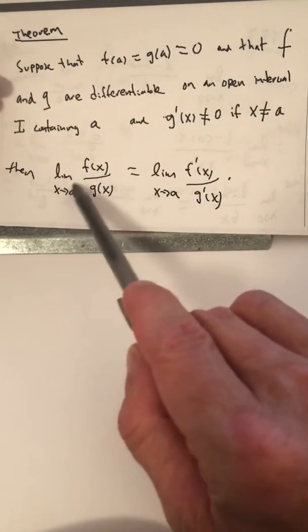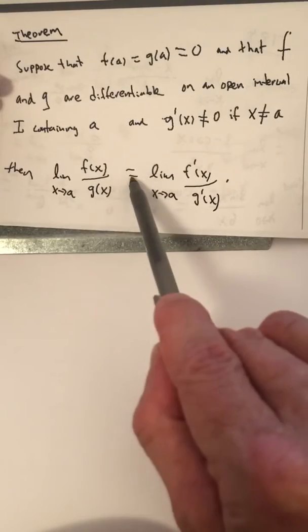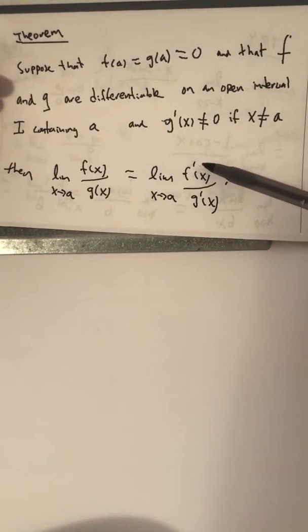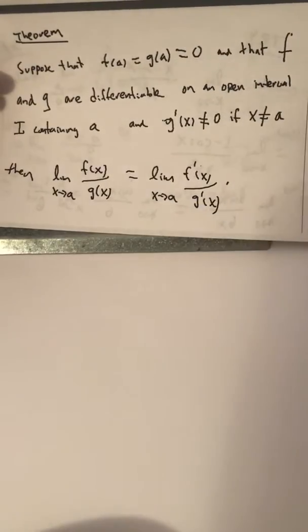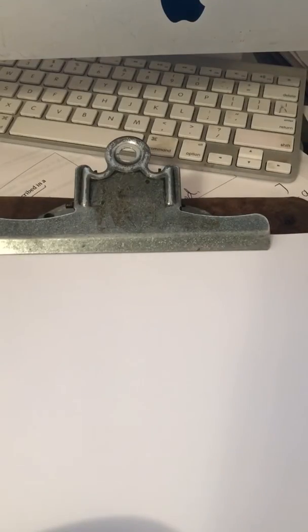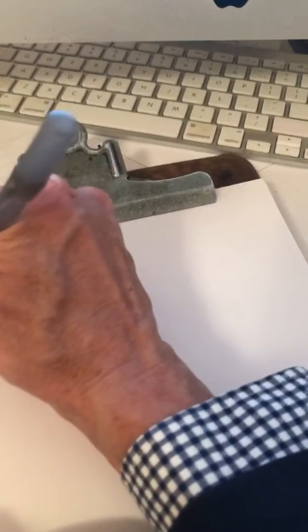We have the limit of f of x over g of x as x approaches a equals the limit of f prime of x over g prime of x as x approaches a. So what that is telling you is that if you have a 0 over 0 situation, as opposed to factoring or something like that, you can just take the derivative of the numerator and the derivative of the denominator. So let's do a quick example.